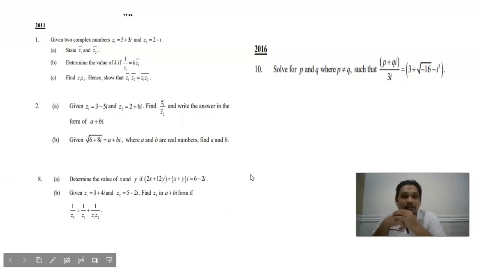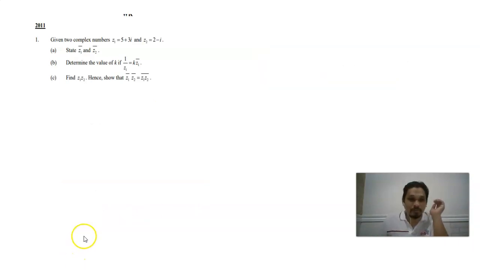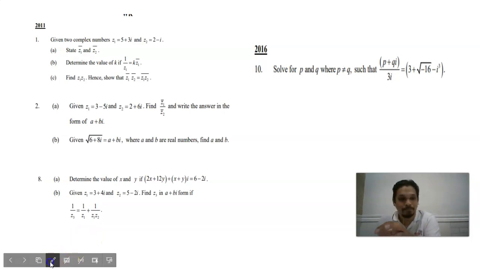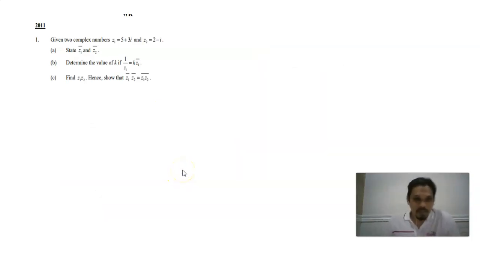Okay, so these are all the questions that I chose for today's video. For question number 2, I think that we are focusing on question B. The first question given here: there are 2 complex numbers, Z1 equal to 5 plus 3i and Z2 equal to 2 minus i. State Z1 bar and Z2 bar.